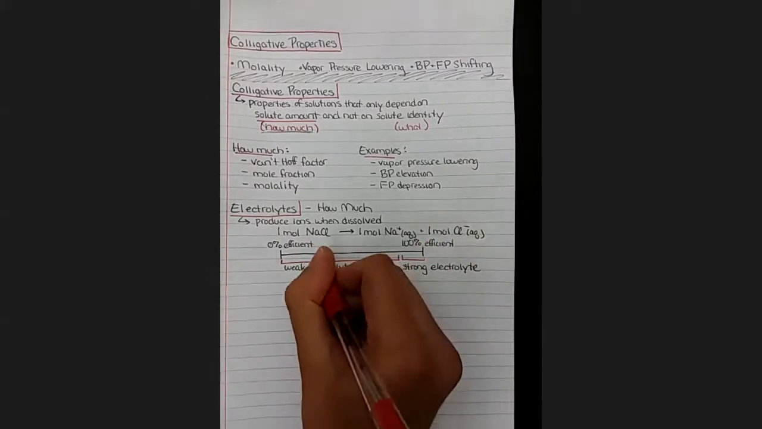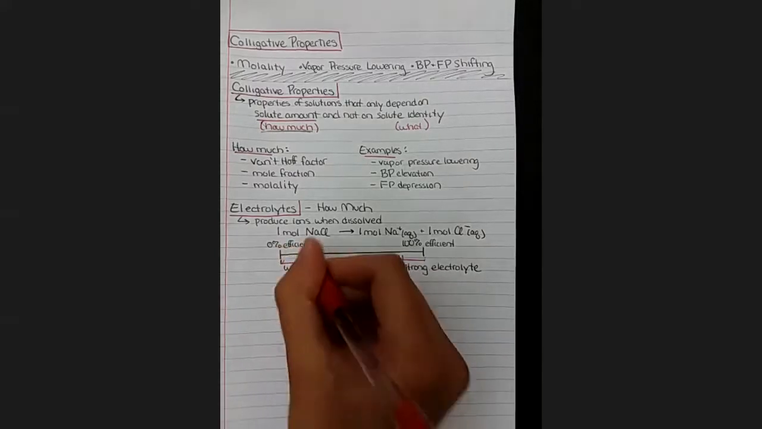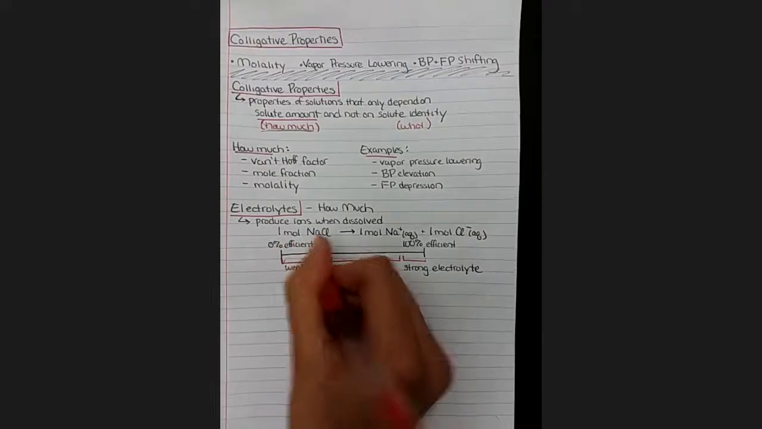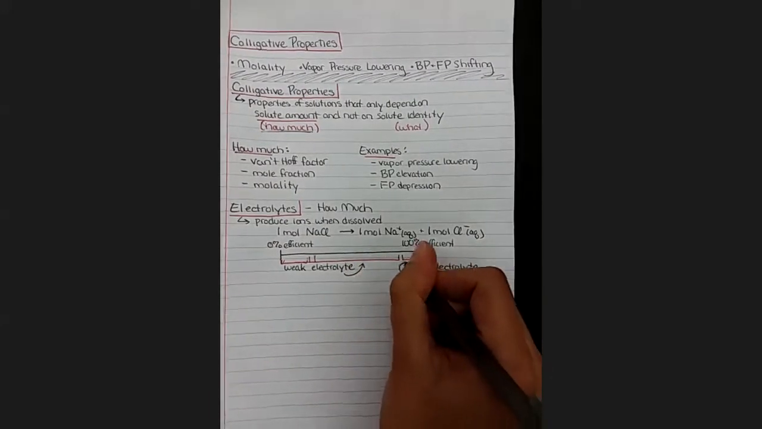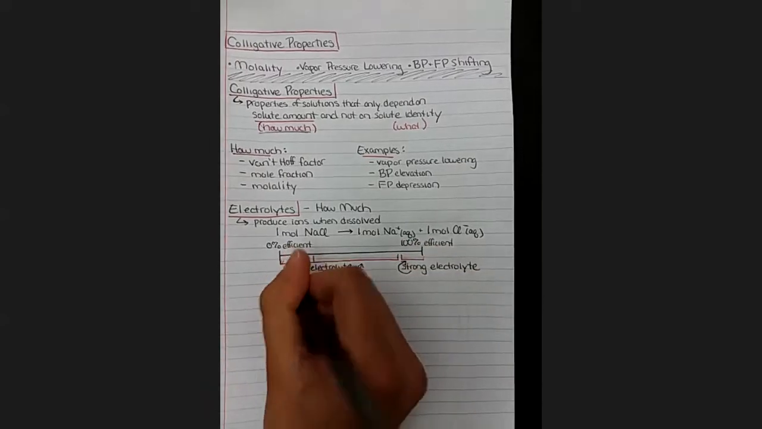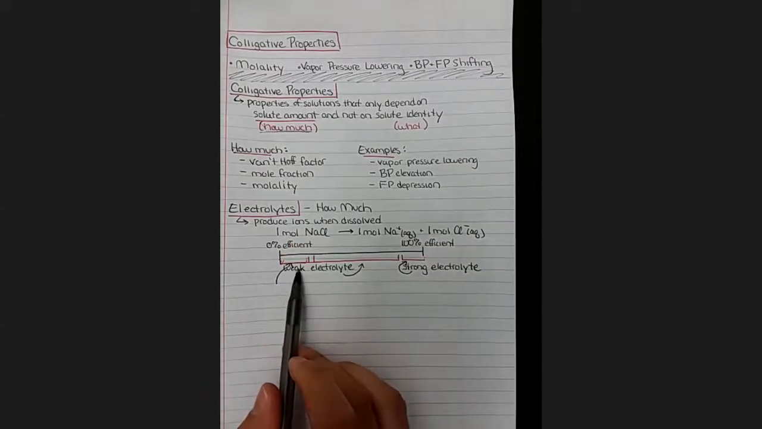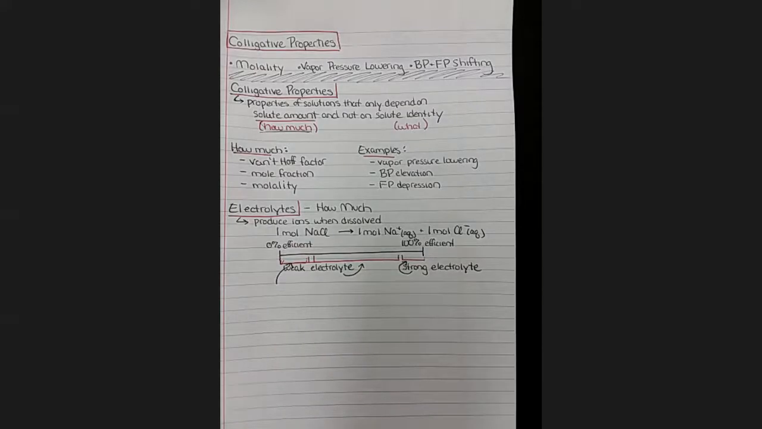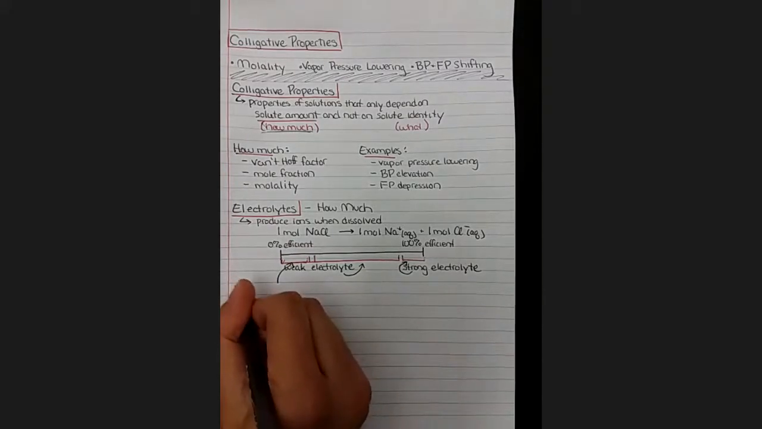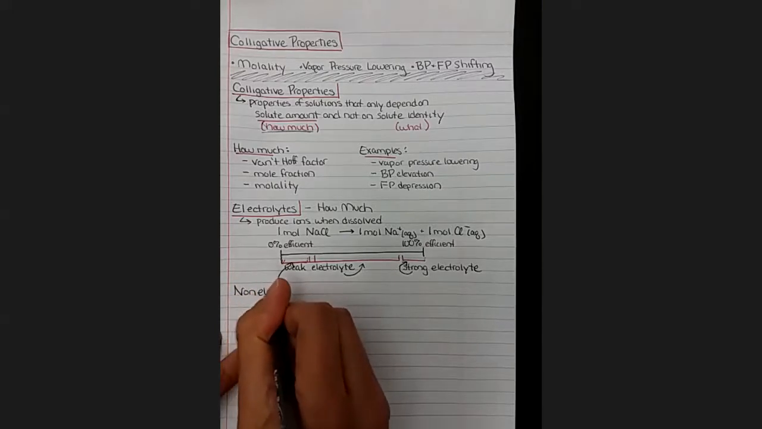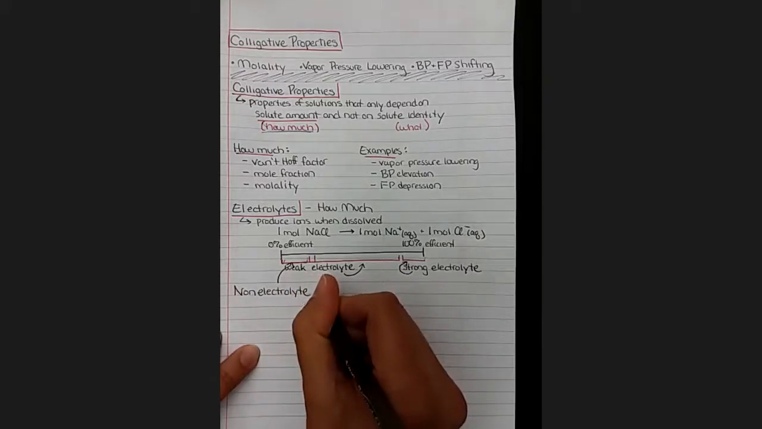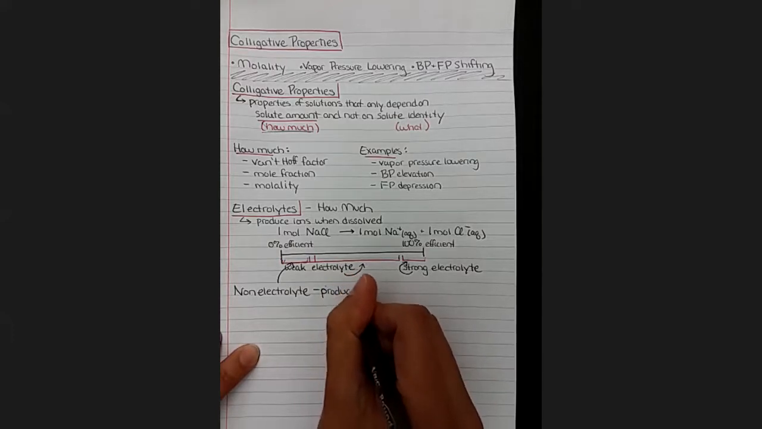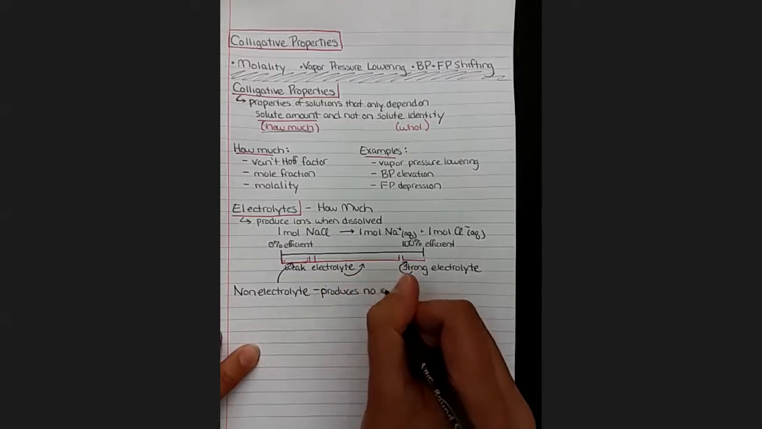So let's change weak electrolyte. Let's make it here. And then let's make this region something else. So this is weak electrolyte here. Strong electrolyte is this one. And then down here at the bottom, if it's this close to 0%, it really doesn't dissolve into any ions, then we'll call it a non-electrolyte. A non-electrolyte produces no ions when dissolved.